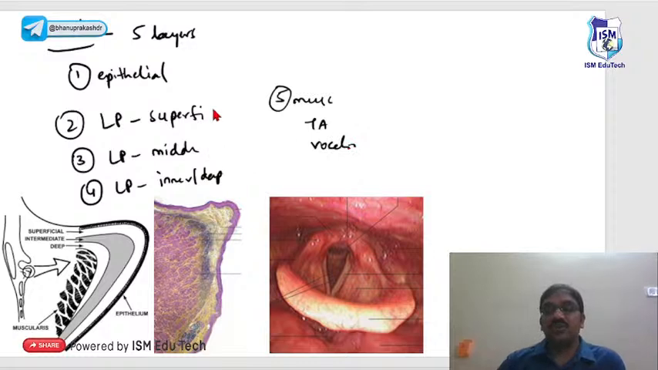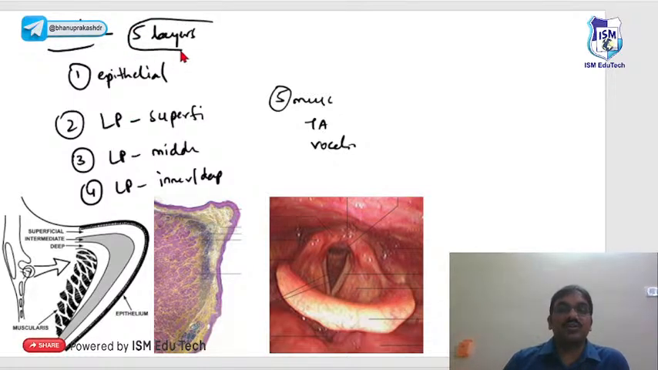This is not much important for your level, so we can go towards the next thing. Just remember how many layers are there in the vocal cord structure.